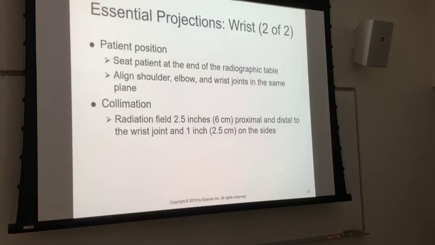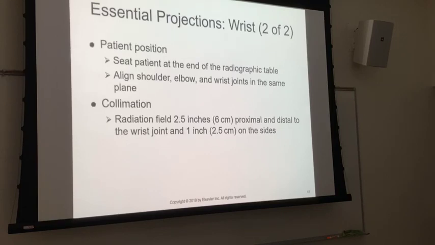Okay, so again, positioning starts out a lot like a hand. Put the patient in a chair, put the patient at the end of the table. You're going to be shooting through the table. Make sure you put an apron on the patient. But what you want to do is align the shoulder, the elbow, and the wrist all in the same plane. And here's why.